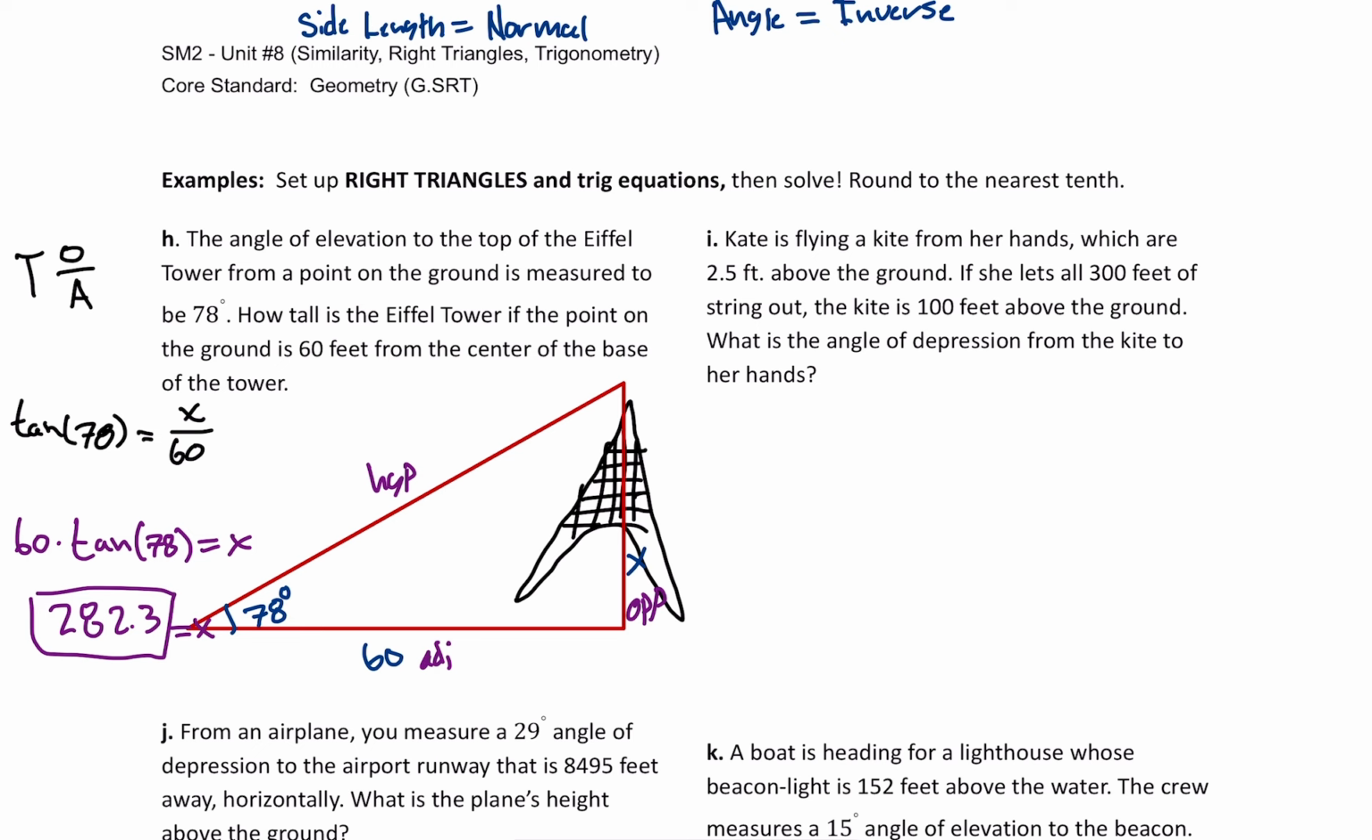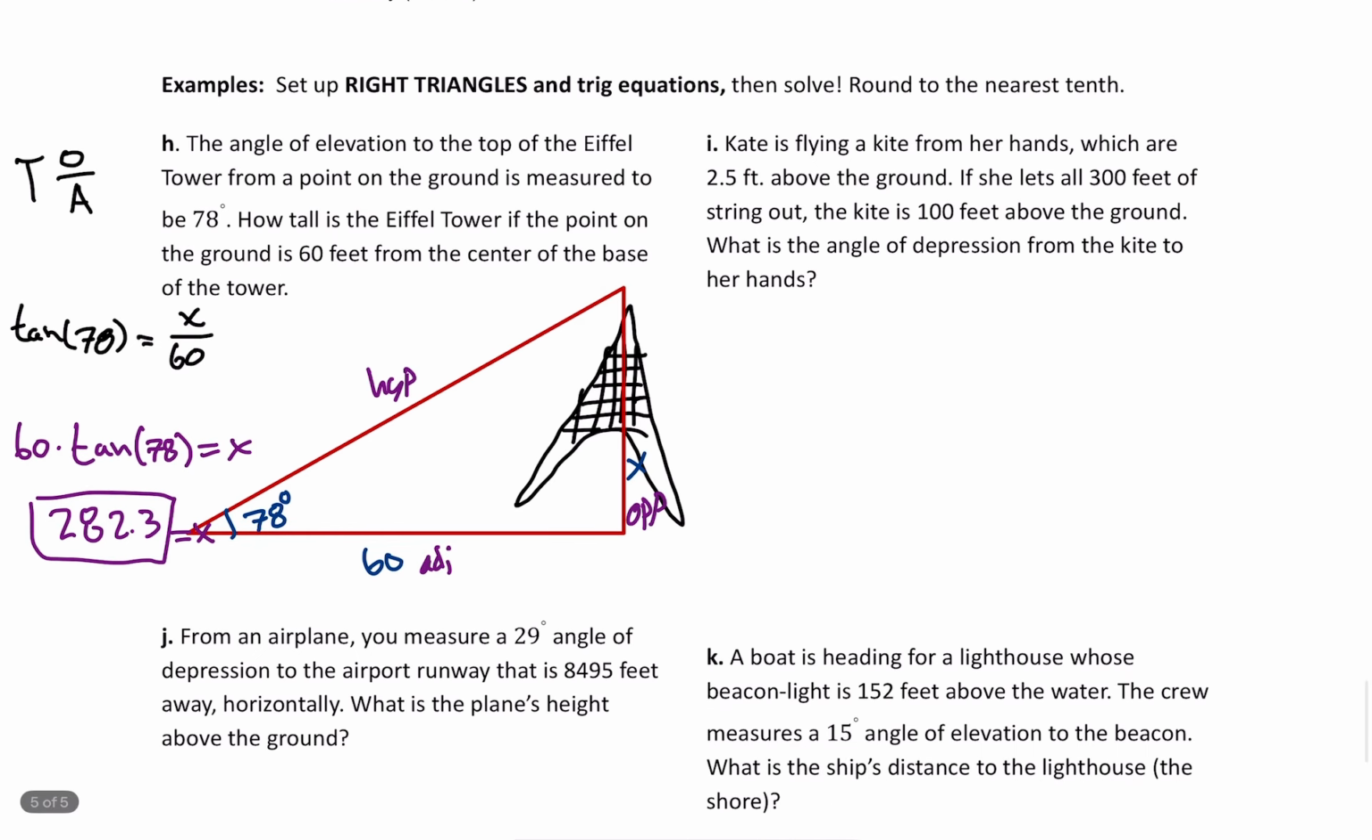Now, looking at the next example, Kate is flying a kite from her hands, which are 2.5 feet above the ground. If she lets all 300 feet of the string out, the kite is 100 feet above the ground. What is the angle of depression from the kite to her hands?